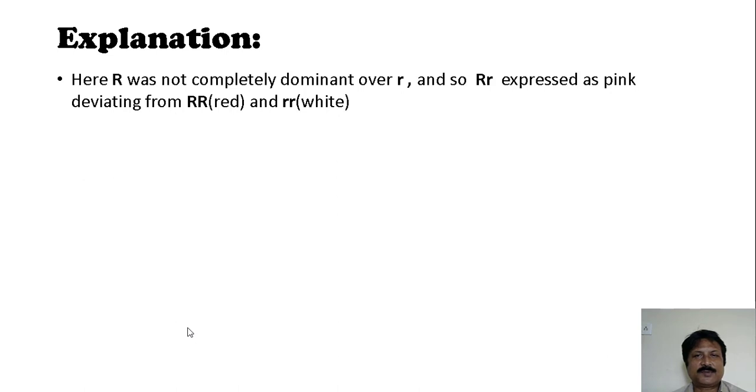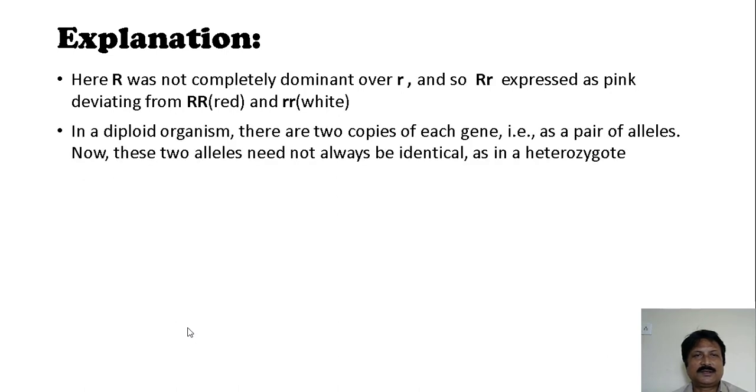Now, to give an explanation, here capital R is not completely dominant over small r. That means red is not completely dominant over white. And that is why the pink color is obtained. Since in a diploid organism there are two copies of every gene, that is, the alleles are in pairs, these two alleles need not be identical. It can be homozygous, it can be heterozygous. If it is heterozygous, it will be capital R small r, for example.